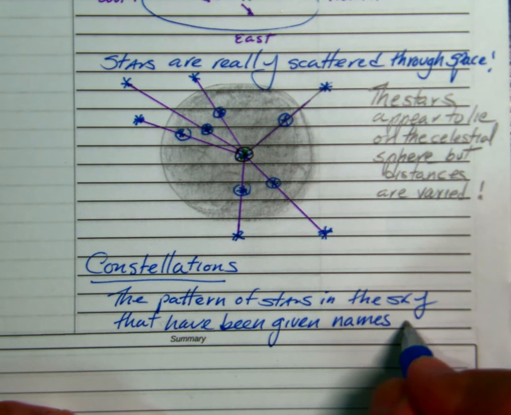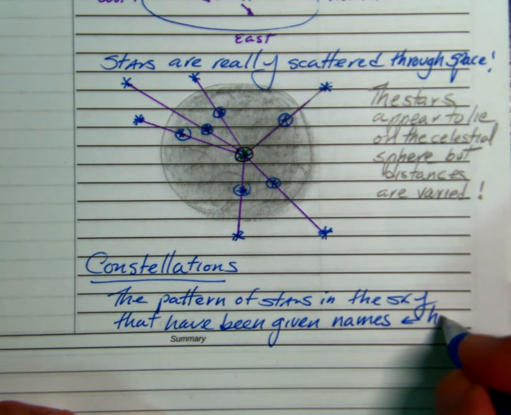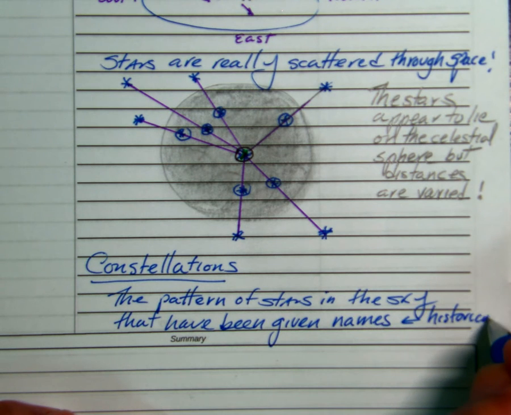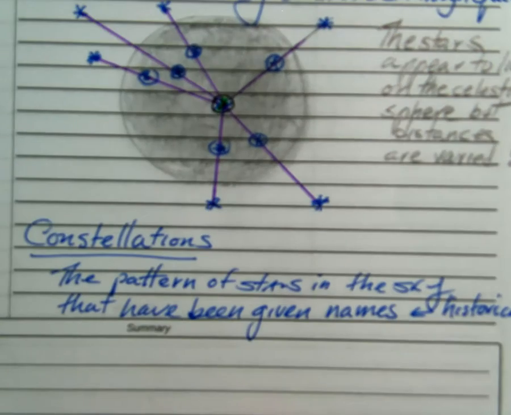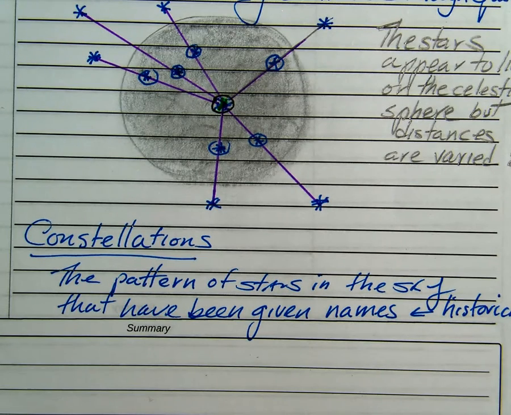A pattern of stars in the sky that have been given names. By the way, this is historical. Okay, hopefully you can read that a little bit. Focus it a little bit better for you.